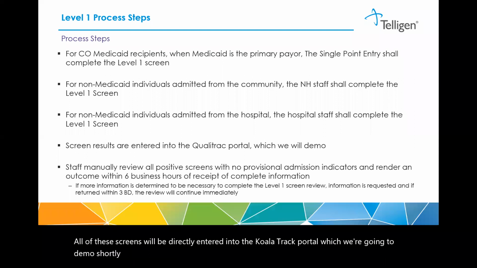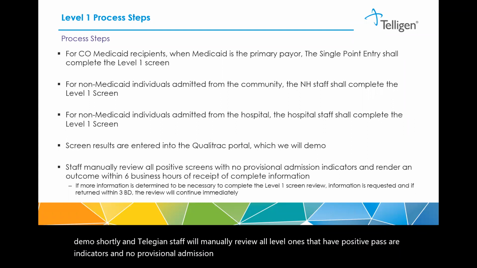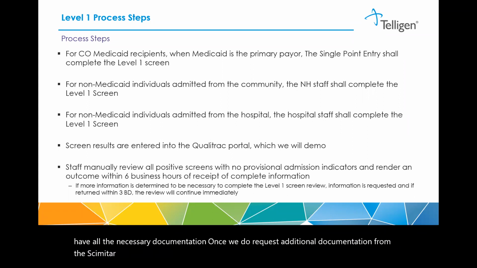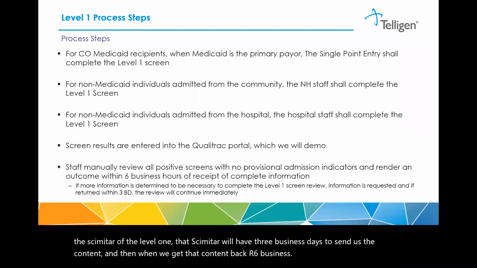Telligent staff will manually review all level ones that have positive PASRR indicators and no provisional admission exemptions within 6 business hours, providing we have all the necessary documentation. Once we do request additional documentation from the submitter of the level one, that submitter will have 3 business days to send us the content. And then when we get that content back, our 6 business hour time frame resumes.